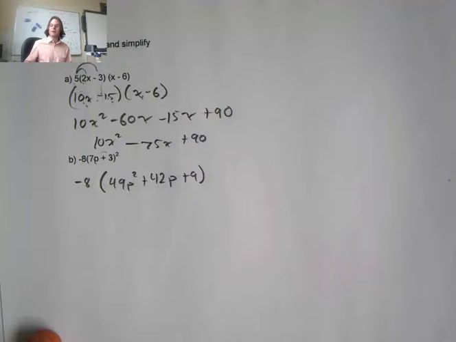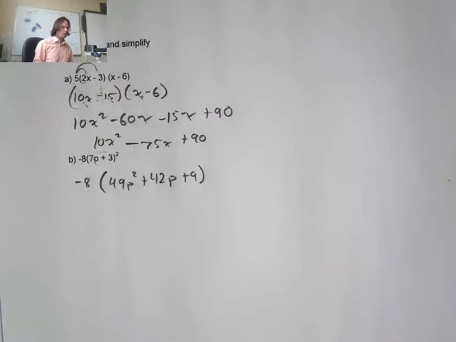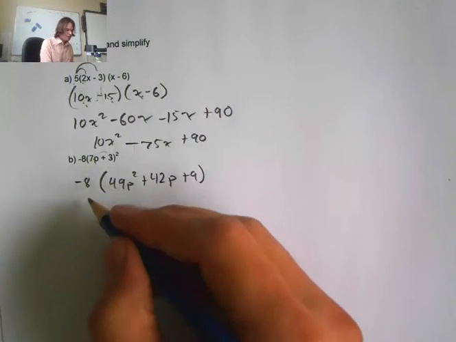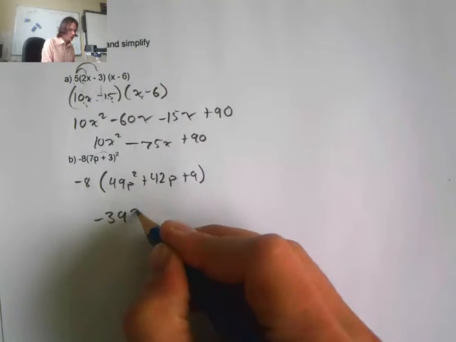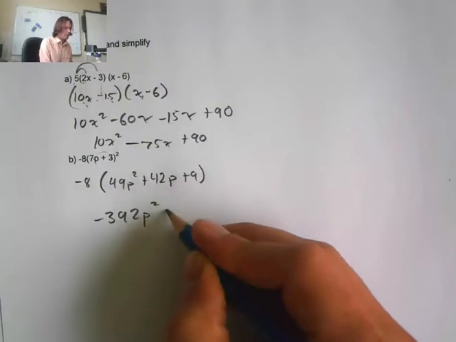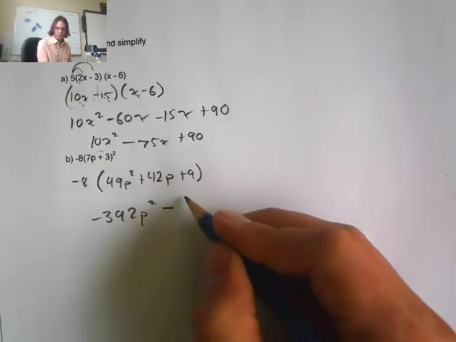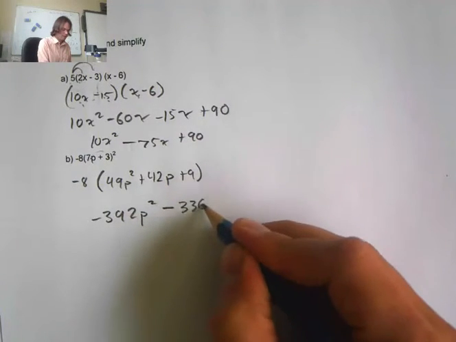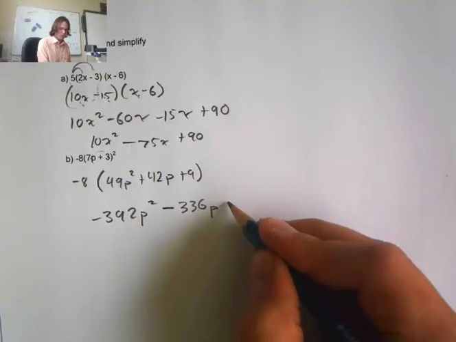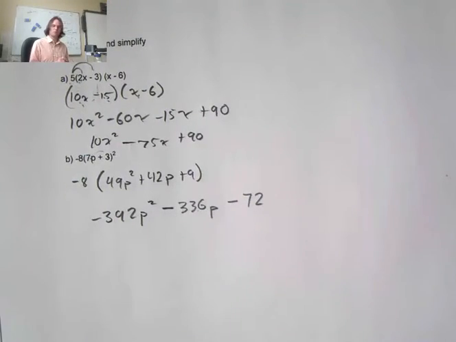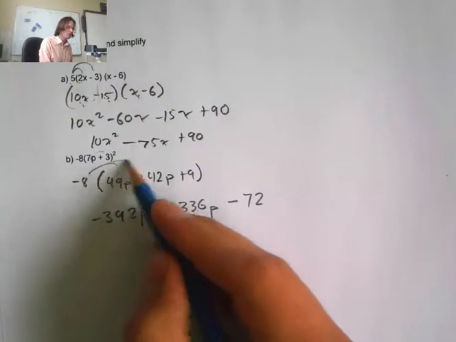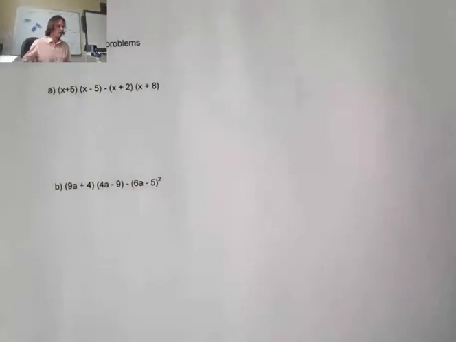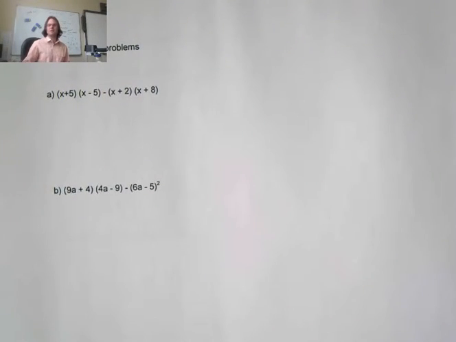Now I have to multiply that negative 8 into all of these. And when I do that, I'm going to end up getting negative 392p squared minus 336p, and then we want to subtract 72. Okay? Multiply the 8 into each term. All right, let's try my next one. Now these ones are even bigger problems.